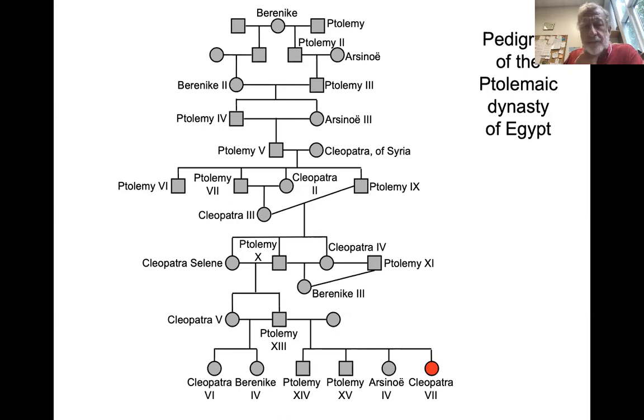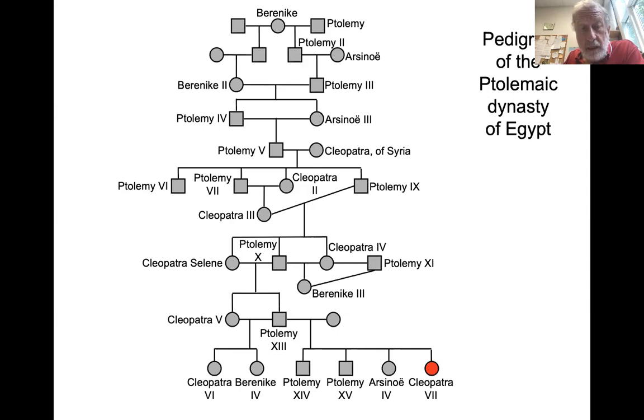They have 4 kids: Ptolemy VI, the 7th, Cleopatra II, and Ptolemy IX. Ptolemy VII and his sister, Cleopatra II, have a daughter, Cleopatra III, who then marries her uncle, Ptolemy IX, to give birth to a daughter, Cleopatra Selene, Ptolemy X, and Cleopatra IV. And Ptolemy X, that playboy, has kids with both of his sisters, Cleopatra Selene and Cleopatra IV. With Cleopatra IV, he has Berenice III, who then mates with her uncle, Ptolemy the 11th.